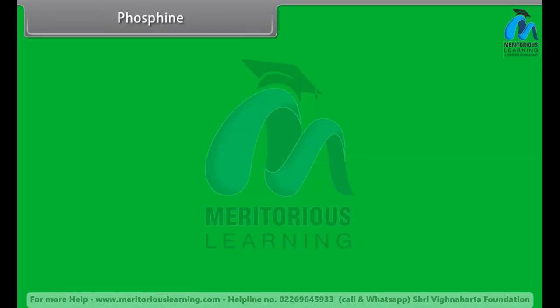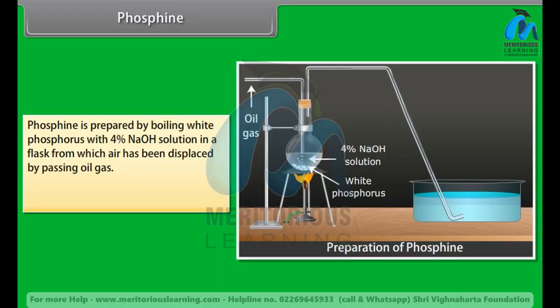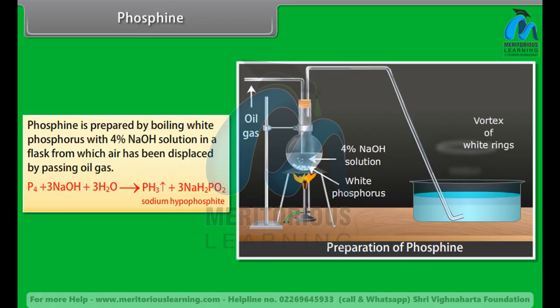Phosphine. Phosphine is prepared by boiling white phosphorus with 4% NaOH solution in a flask, from which air has been displaced by passing oil gas. Oil gas is continuously bubbled through the flask in order to displace air. PH3 contains considerable amounts of H2 and a little P2H4 and is inflammable in air.